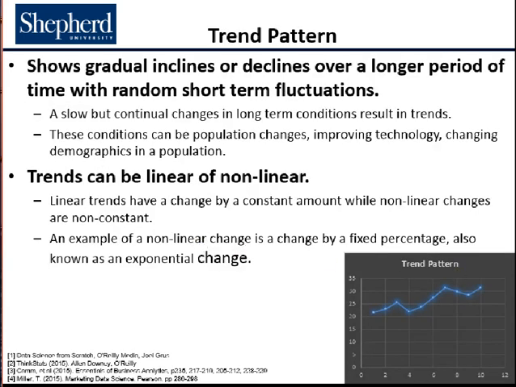And here we see a trend pattern. This is gradual inclines or declines over a longer period of time. And of course you're going to have random short-term fluctuations around that line. These kinds of trends can be linear or nonlinear. Linear trends change by a constant amount, while nonlinear changes are non-constant. So one example that we see quite often for nonlinear change is when things change by a fixed percentage.